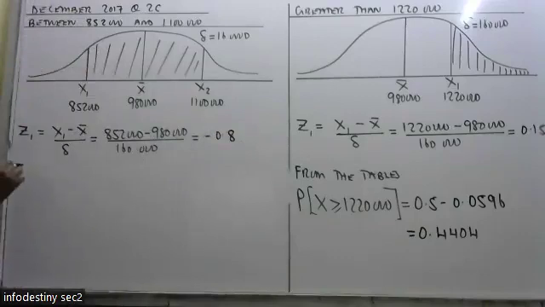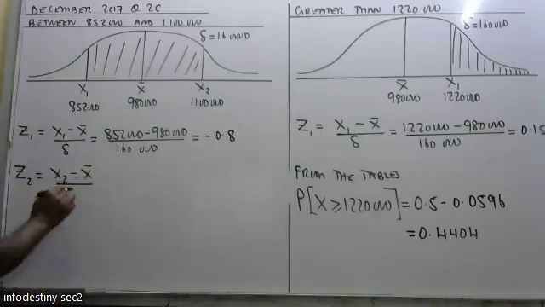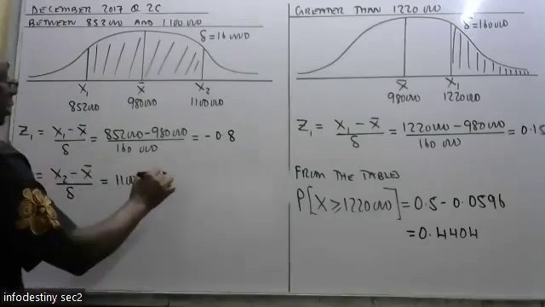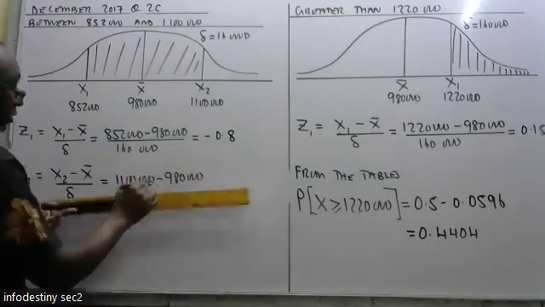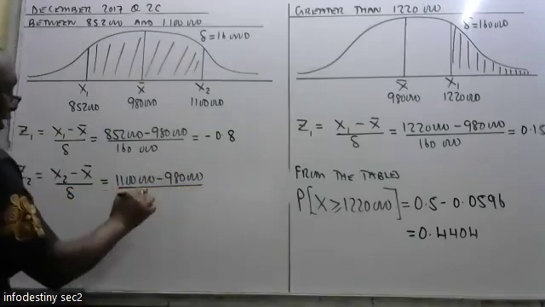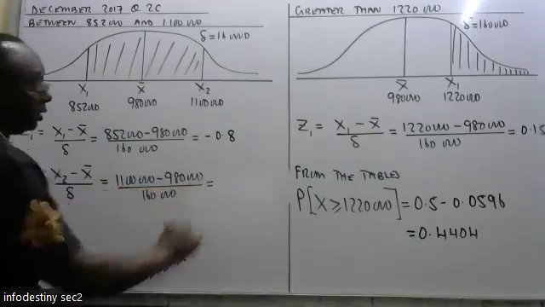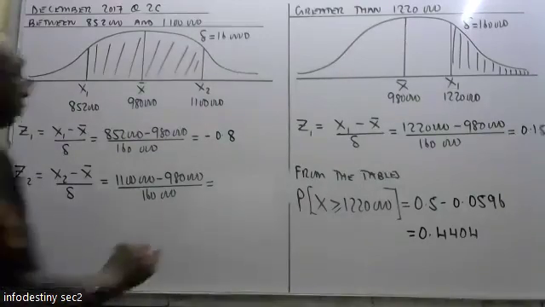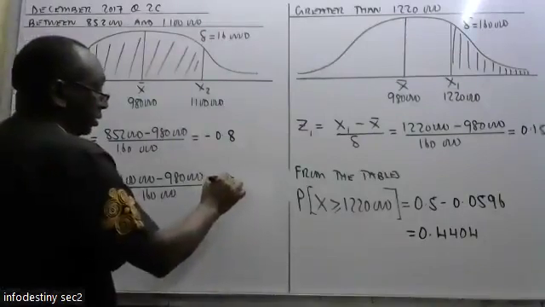Then Z2 is X2 minus X bar, you divide by standard deviation. So this is 1,100,000 minus 980,000, you divide by 160,000. That is 0.75.